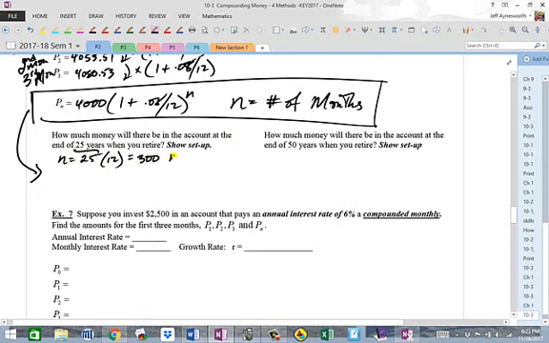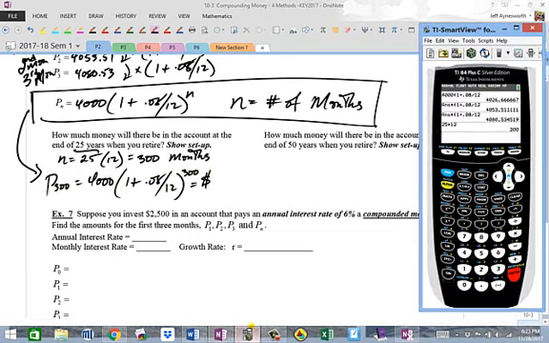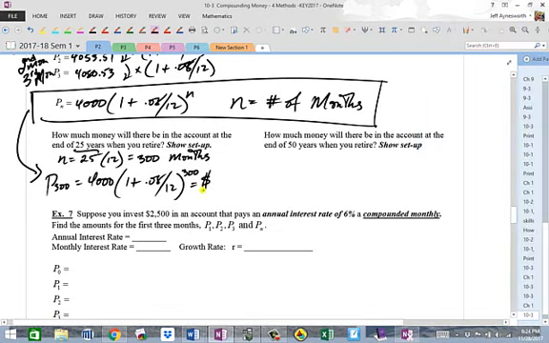So I got to find P sub 300. So I'm going to take 4,000, multiply it by my growth rate, raise it to the 300th power, and see what I get. So let's do that. Let's take 4,000 times our growth rate, raise it to the 300 power, check it to make sure you inputted it right, and then press go, and I get $29,360.70.